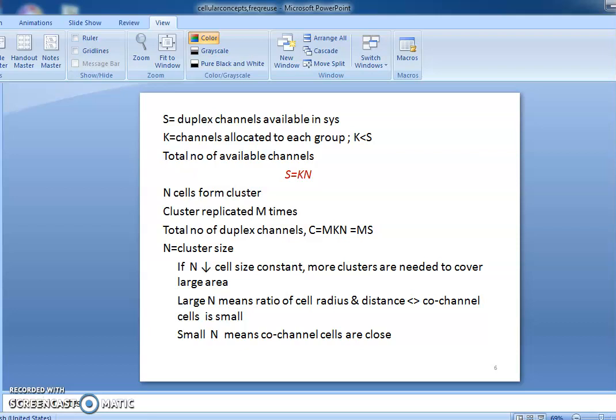Then what will happen if I change the cluster size? Suppose I reduce the cluster size, that is N is reduced, but I keep the cell size constant. More clusters will be needed to cover the larger area. A larger value of N means that the ratio of cell radius to the distance between the co-channel cells is small. If I reduce the N value, the co-channel cells will be placed very close to each other.